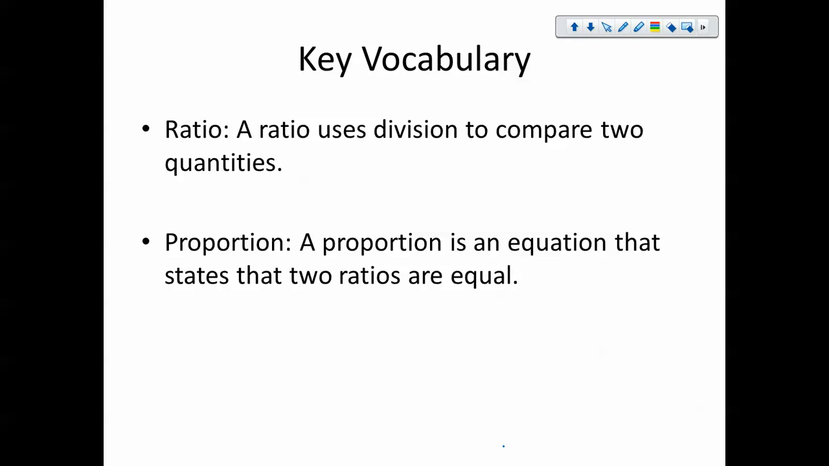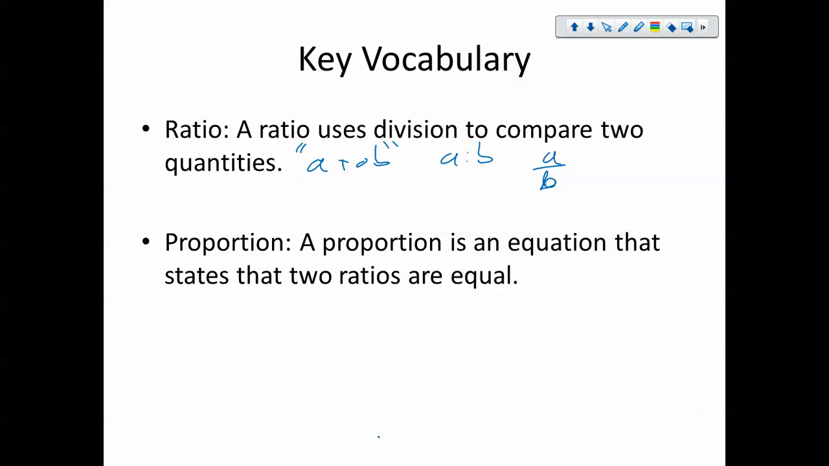The first thing here is a ratio. The definition of a ratio is that it uses division to compare two quantities. Sometimes we say A to B, sometimes we'll write it like this, A to B. Oftentimes, though, the way that we're going to be using it is as a division problem, A over B. And that's how we say it: a ratio is A to B.